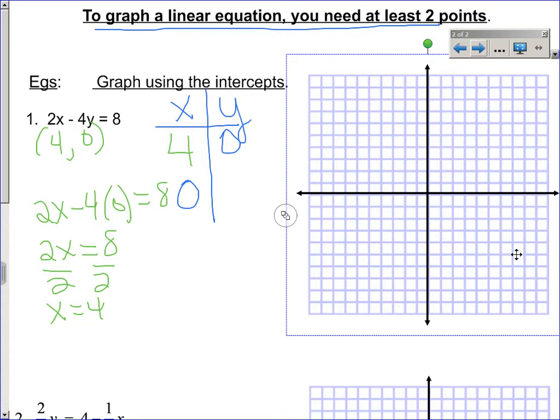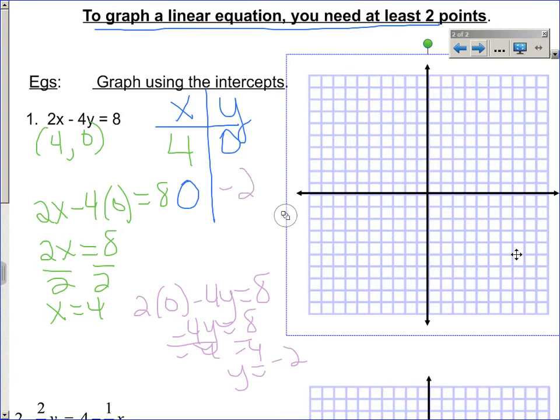And then looking ahead at the y, we're going to do 2 times 0 minus 4y equals 8. Minus 4y equals 8. Divide by negative 4. Y equals negative 2. And my ordered pair here is going to be (0, -2).